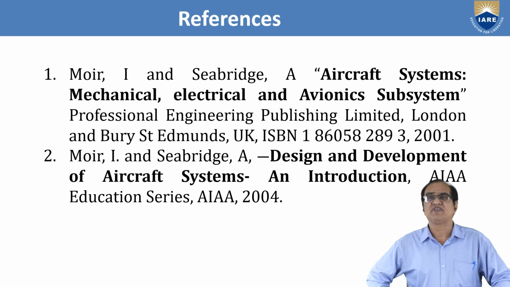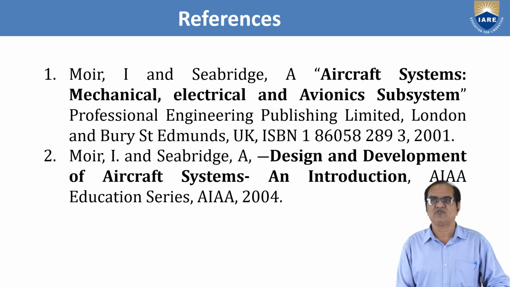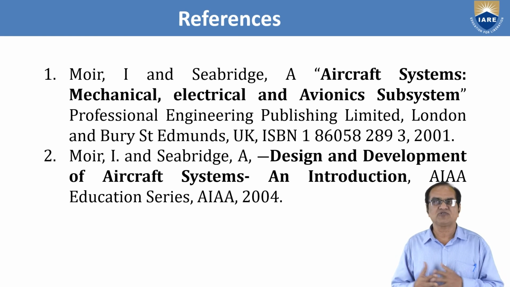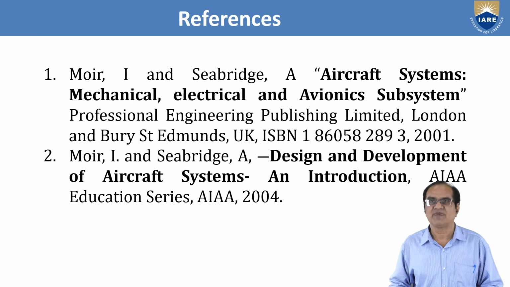These are the references which I normally take in every class. I use Moir and Seabridge, Aircraft Systems: Mechanical, Electrical and Avionics Subsystems, from Professional Engineering Publishing Limited, London. Another book is again from Moir and Seabridge, Design and Development of Aircraft Systems: An Introduction, AIAA Education Series, AIAA 2004. So these are the two books. However, I am also referring to some net materials, and I am putting them in my lectures.